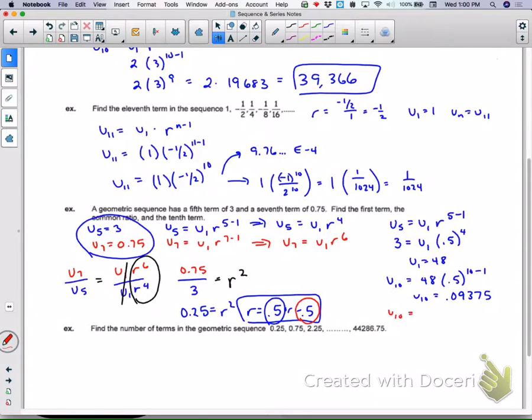Now, what if, though, the r value was negative 0.5? Okay, in this case, since it's to the 10 minus 1 power, which is the 9th power, that makes a difference. A positive number to an odd power is positive, but a negative number to an odd power is negative. So it ends up giving me the same answer, but it ends up being negative. So both of those are your answers. You have 2 possible r values, only 1 possible u sub 1, but then we have 2 possible u sub 10s.